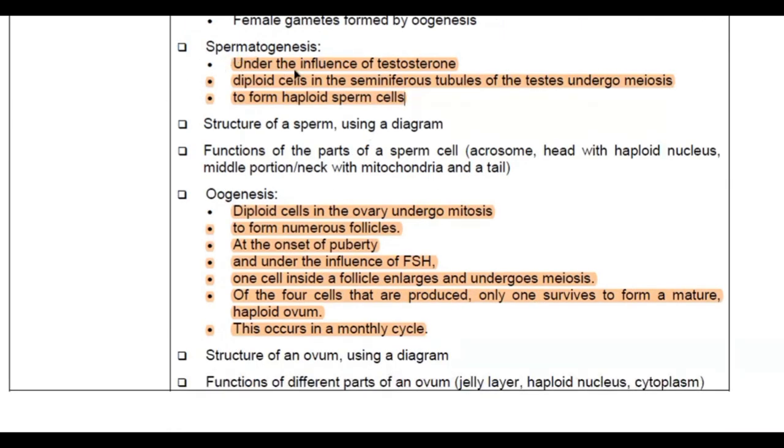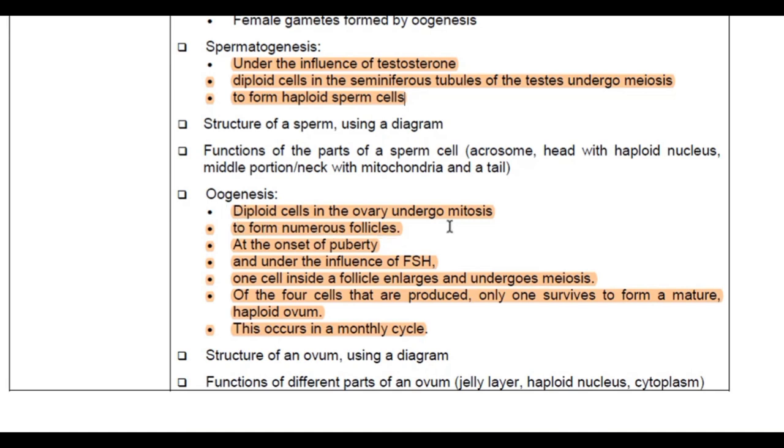So there is the definition of the development of sperm, spermatogenesis, under the influence of testosterone. Diploid cells in the seminiferous tubules will undergo mitosis, or meiosis, my apologies, to form haploid sperm cells. Just those three bullets. And oogenesis, a bit more detailed.